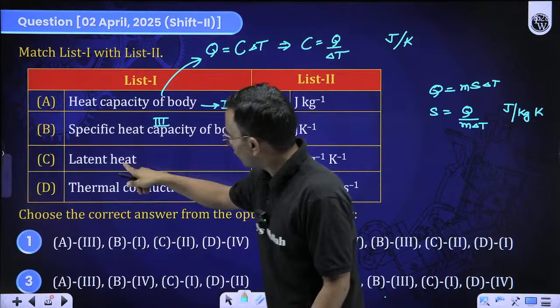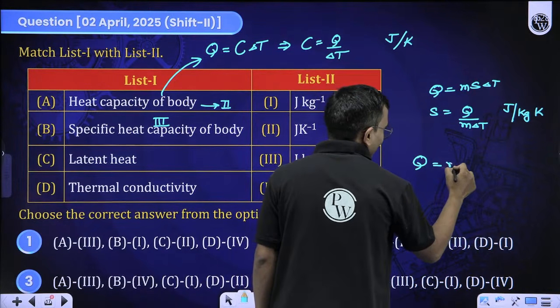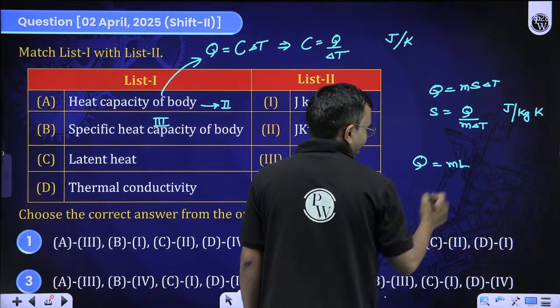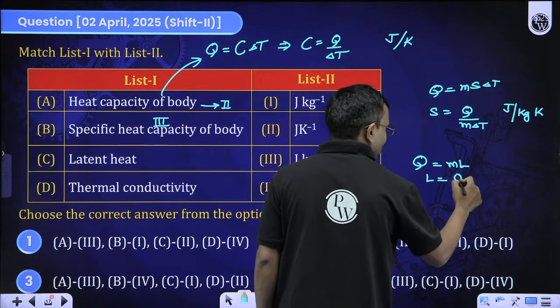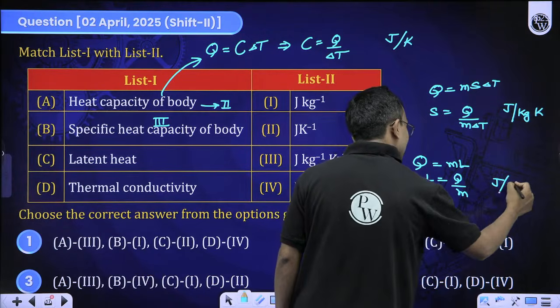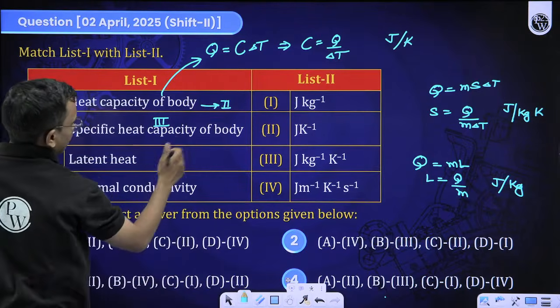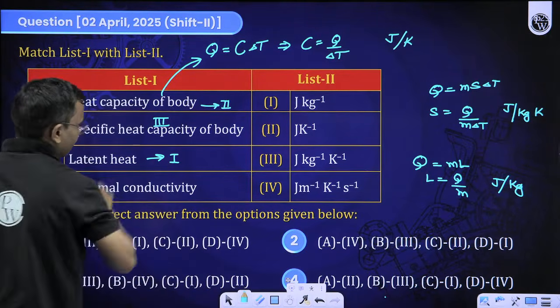Then move to the fourth, latent heat. For latent heat we have the formula Q equals M into L, where L is the latent heat. So L is Q divided by M. Q is joule, the unit of M is kg, so joule per kg. So joule per kg is my first one.